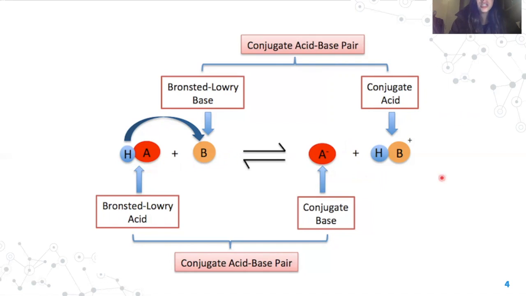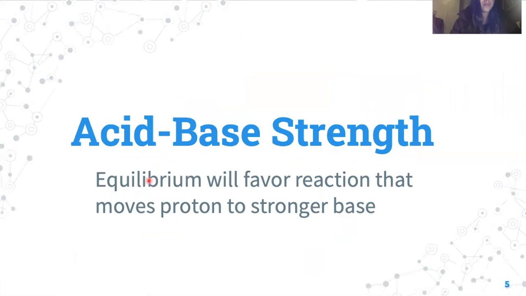A conjugate acid contains one more hydrogen ion and one more positive charge than the base that formed it. A conjugate base contains one less hydrogen atom and one more negative charge than the acid that formed it. In an acid-base reaction, the equilibrium will favor the reaction that moves the proton to the stronger base.